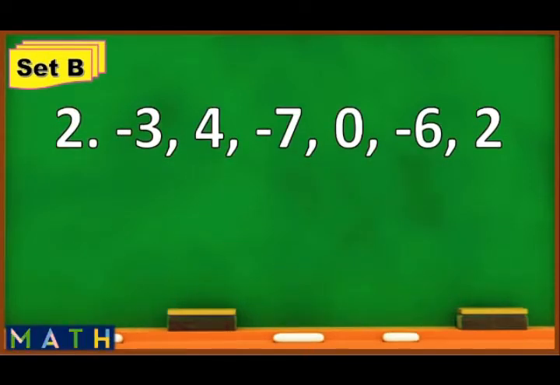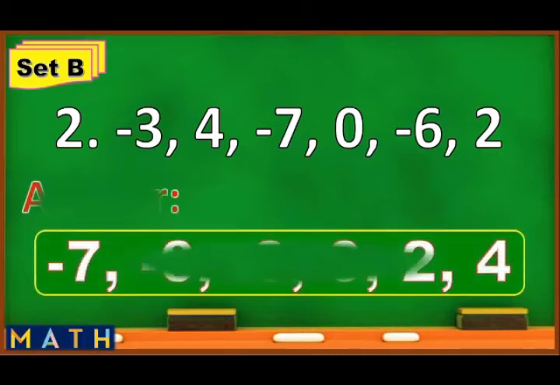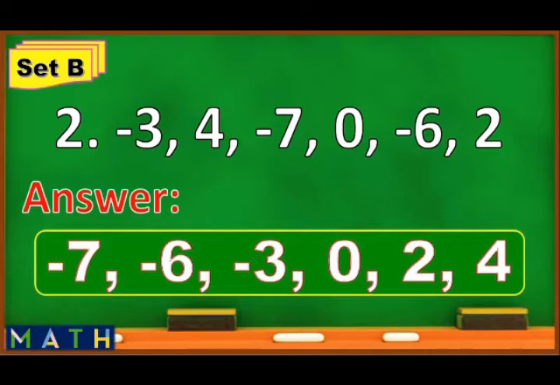For item number 2, the given integers are -3, +4, -7, 0, -6, and +2. What do you think is the correct answer? You get it right! The correct order of the integers is -7, -6, -3, 0, +2, and +4. Good!